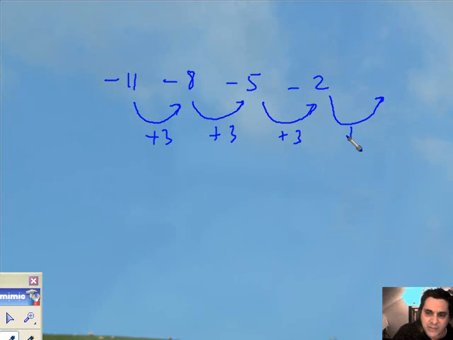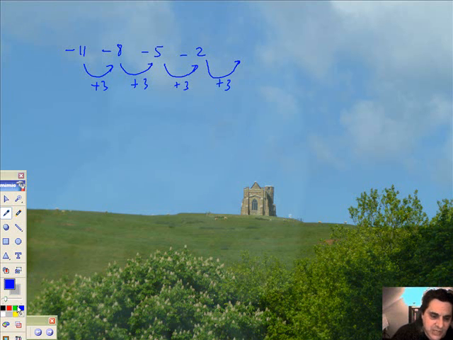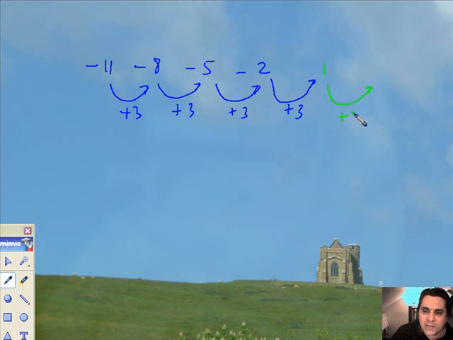And now we've got to go minus 2 plus 3. Let's change colour to get our answer. Minus 2 plus 3 is 1. 1 plus 3 is 4. Now it's really easy and I'm really happy now. 4 plus 3 is 7. So there you go. See, I made a mistake, didn't I? Never mind. Right, that's that one done.